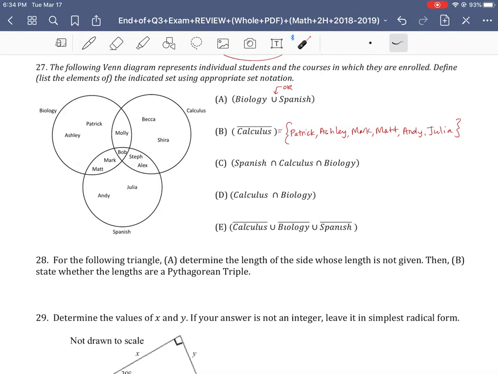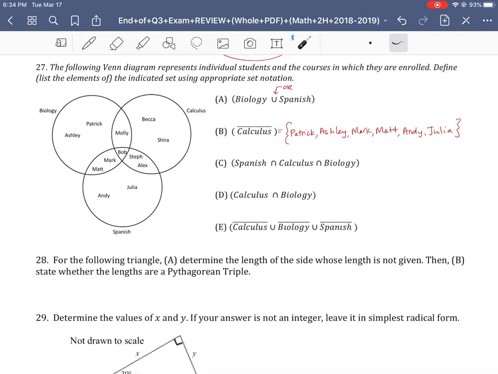Looking at the next one, this one says Spanish and calculus and biology. The only kid that's taken all of them is good old Bob there in the middle. Part D says calculus and biology. So again, calculus and biology, Molly and Bob are both taking those. So they're both involved. Again, it doesn't say anything about the others.